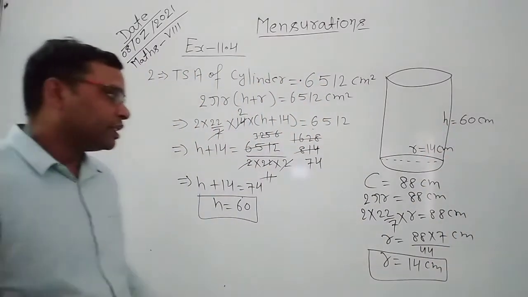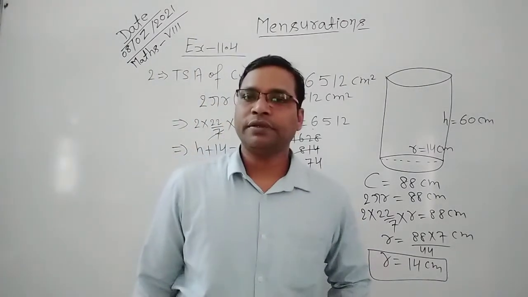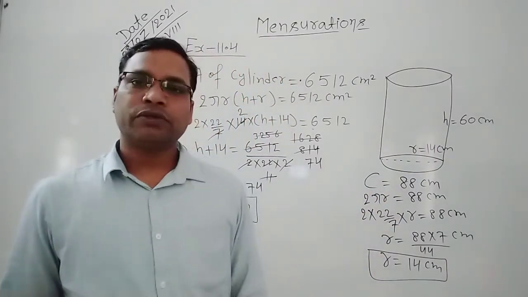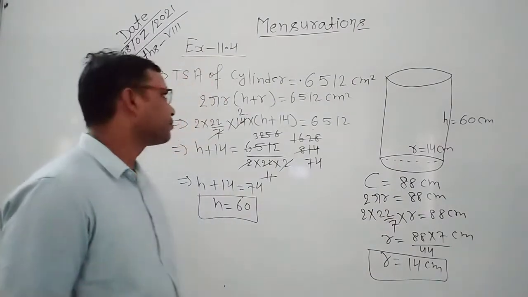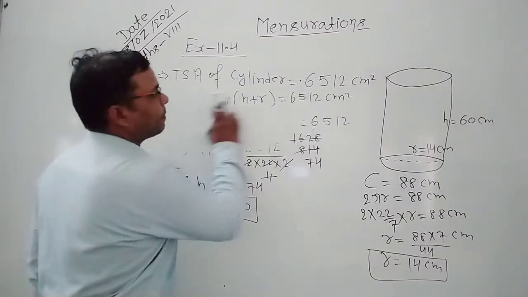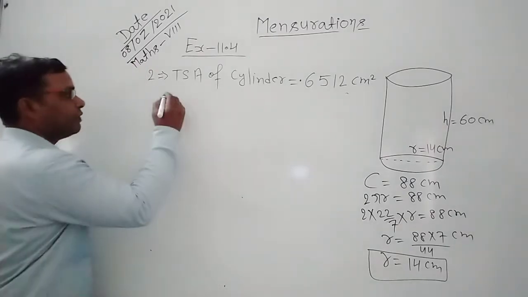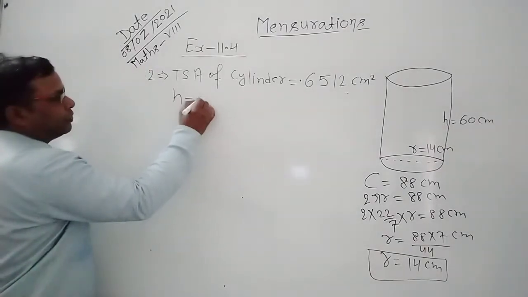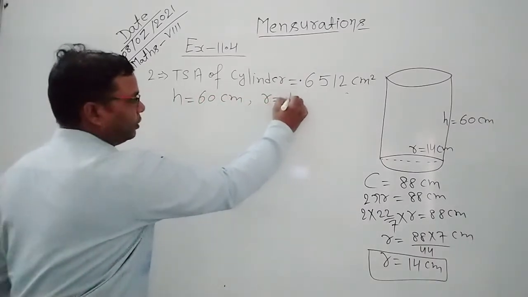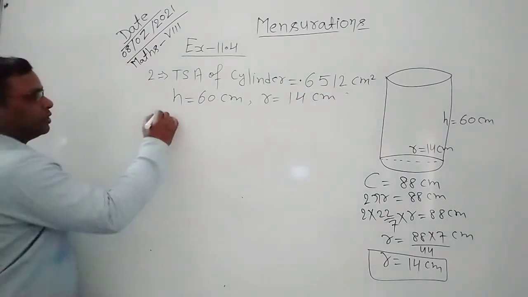Now because circumference is given and TSA of the cylinder is also given, so what do we need to find here? Volume of cylinder. So student, volume of cylinder is equal to what? After this we will find the volume of the cylinder. Okay. Now we find the height of the cylinder is equal to 60 centimeter and the radius of cylinder is equal to 14 centimeter, and we need to find volume of cylinder.